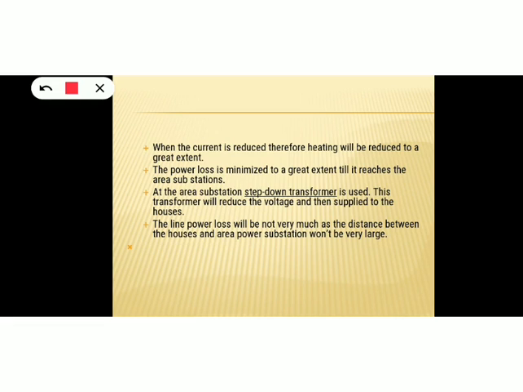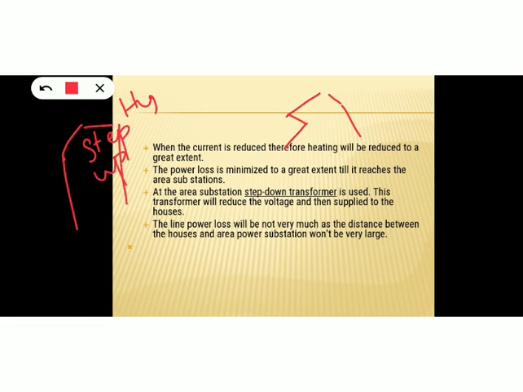How is it possible in the case of long distance power transmission? See, there is a main power substation, and from that substation power is supplied to the small area substations nearby your locality. So at this main substation, a step up transformer is used, and from the step up transformer you will get high voltage but at the same time low current.